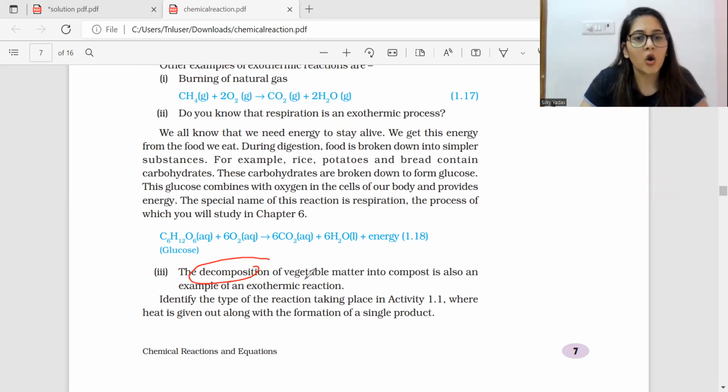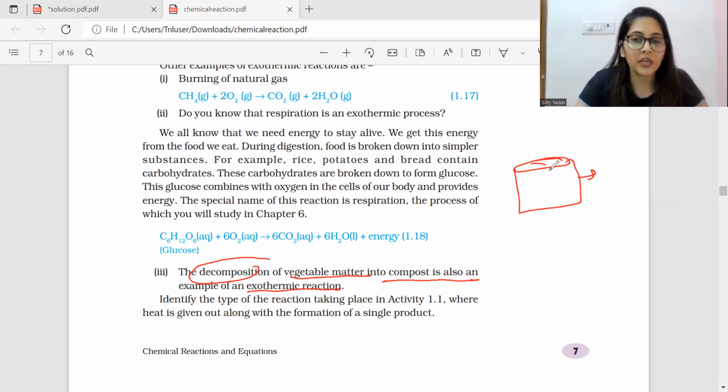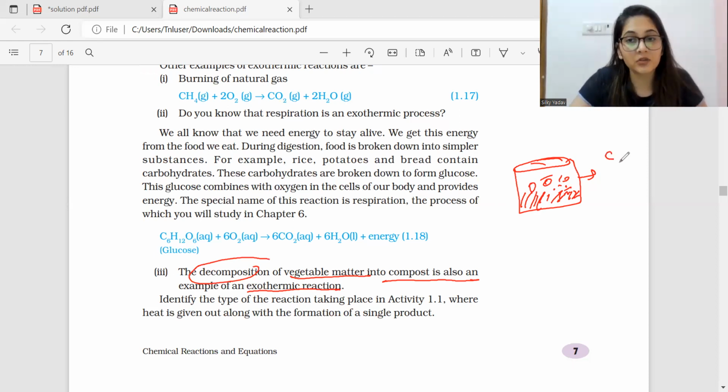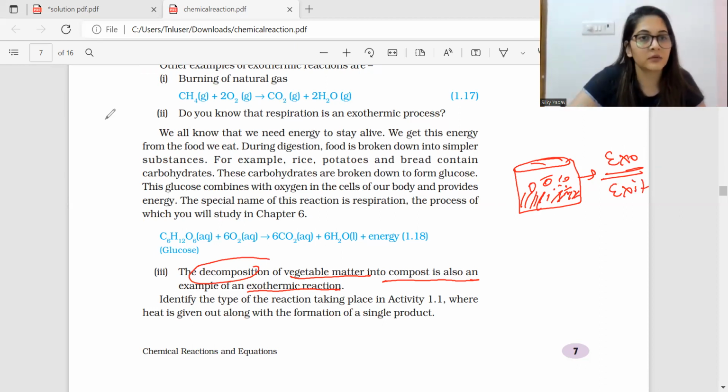Now, decomposition of vegetable matter into compost is also an example of an exothermic reaction. I'll tell you what compost is. Compost is when you have one closed surface area in which you are keeping some vegetable matter, some kitchen waste you have poured, and you can add some insects to this, like worms. There the process of decomposition will start. As it starts decomposing, it will also produce some heat. That's why it is called exothermic. Exo means exit, so the heat will be given out to the surroundings, right? I hope that's clear to you all.